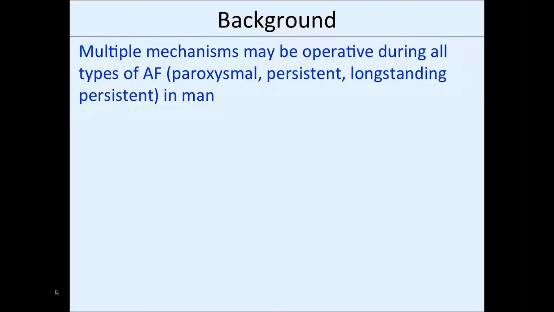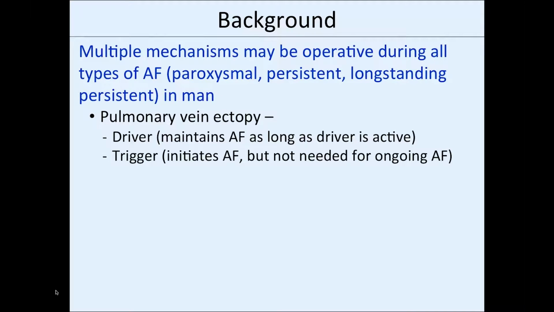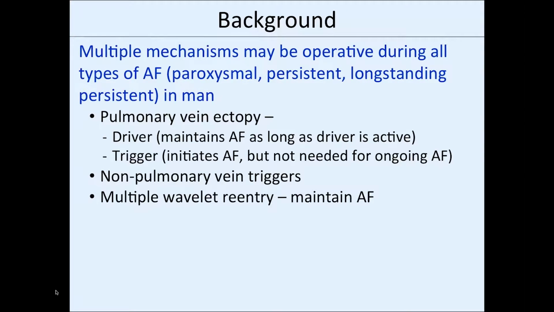By way of background, it's clear that multiple mechanisms may be operative during all different types of atrial fibrillation, whether paroxysmal, persistent, or long-standing persistent in man. Certainly, the pulmonary veins are important. There's no disputing this. They may act as drivers that maintain atrial fibrillation for as long as the driver is active, and when the driver stops, the atrial fibrillation stops. Pulmonary veins can certainly also act as triggers that initiate atrial fibrillation but are not needed to continue firing for its ongoing perpetuation. Also, non-pulmonary vein triggers exist. This much is quite clear from the literature and experience.